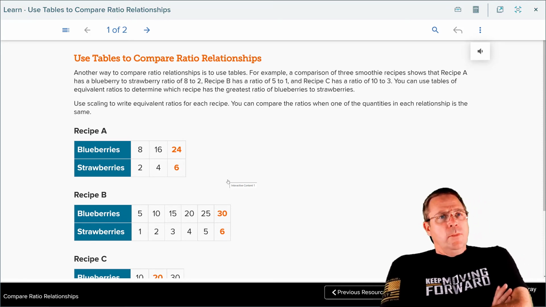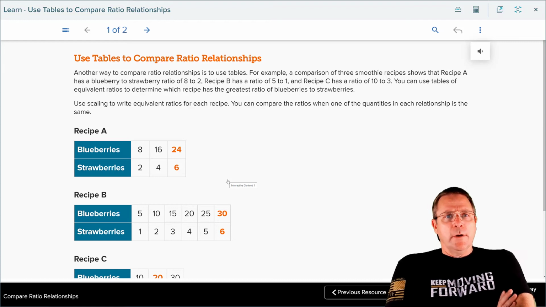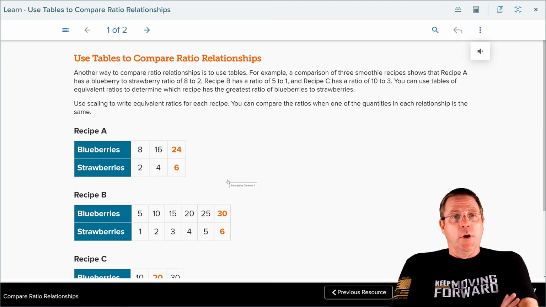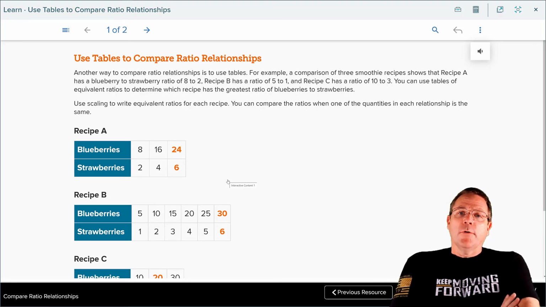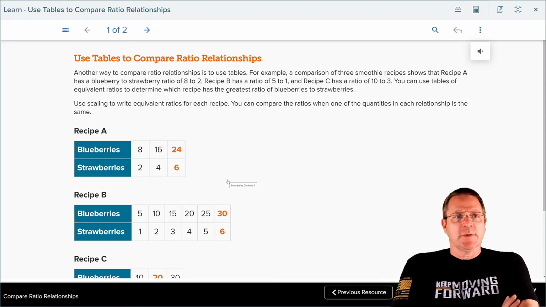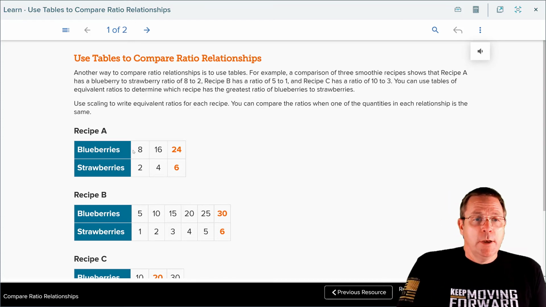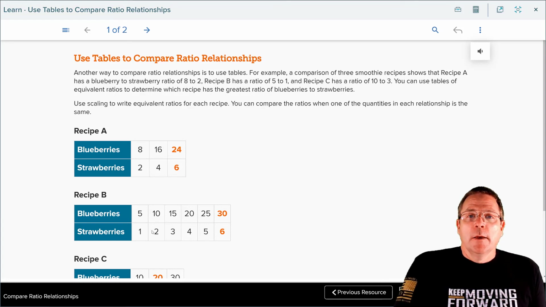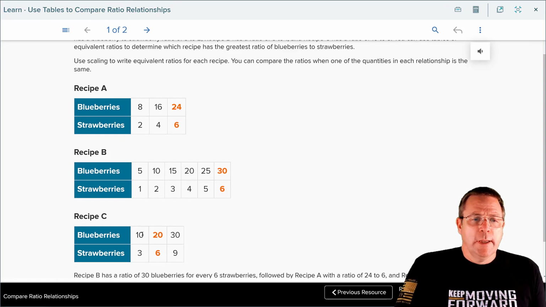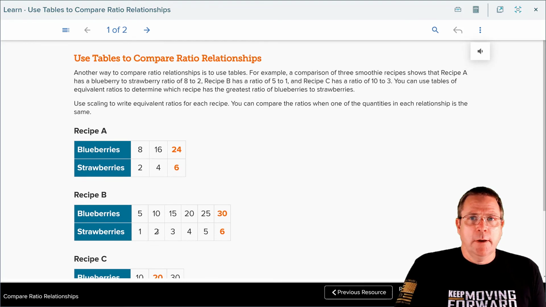All right, new problem. Use tables to compare ratio relationships. Another way to compare a ratio relationship is to use tables, apparently. For example, a comparison of 3 smoothie recipes shows that recipe A has a blueberry to strawberry ratio of 8:2, and you can see that right here. Recipe B has a ratio of 5:1, that you can see right here, and recipe C has a ratio of 10:3, that you can see right here.